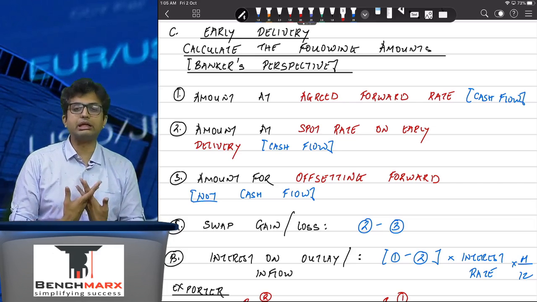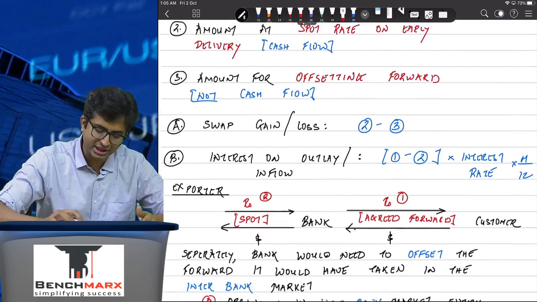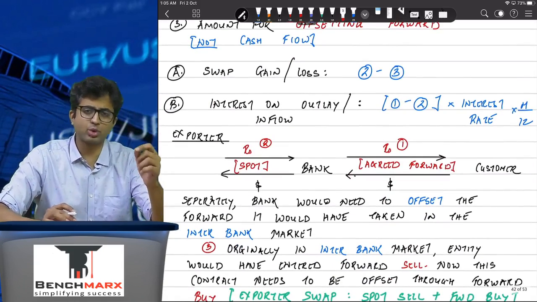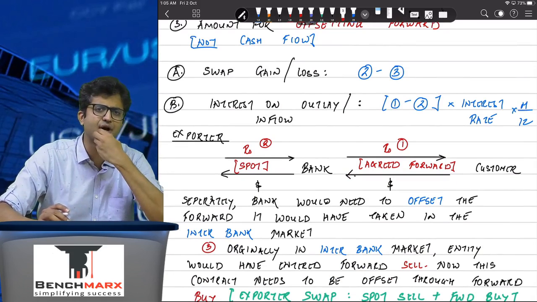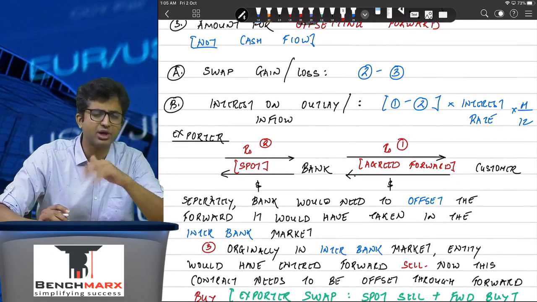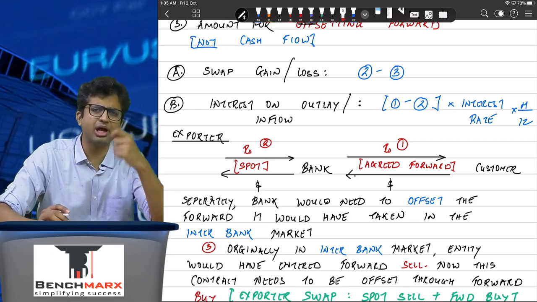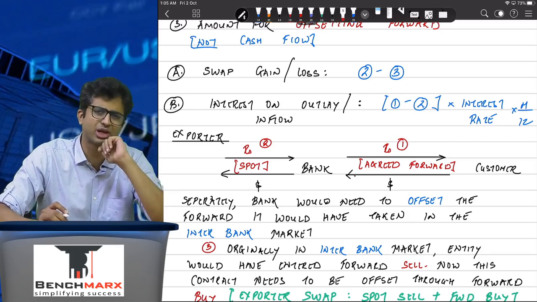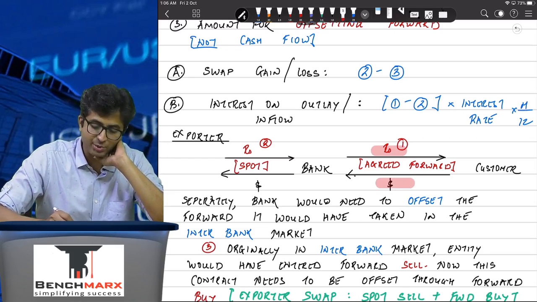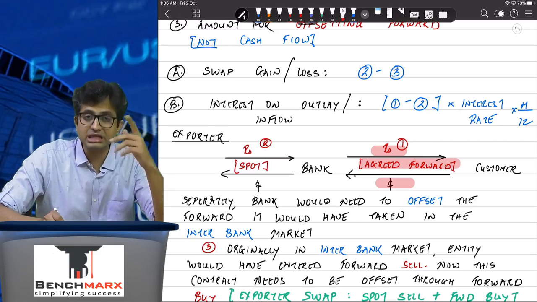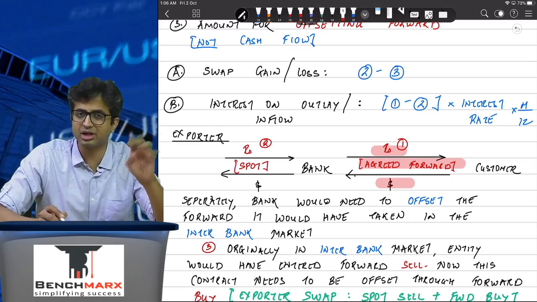In case of an early delivery, let us say there is an exporter. An exporter was going to receive the dollars, let us say, after 3 months. But after 1 month, the dollars came to him, and he went to the bank and said, please take my delivery. In which case the bank is going to receive the dollars and the bank will have to pay the rupees. At which rate will it pay? Let us say if it agrees to the early delivery, it will have to pay at the agreed forward rate.